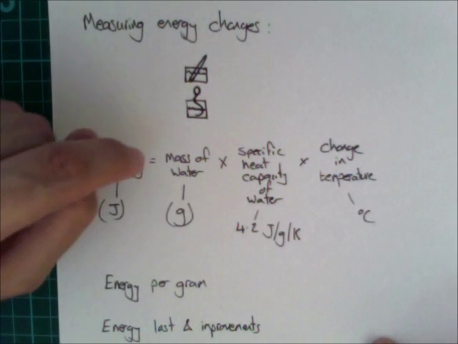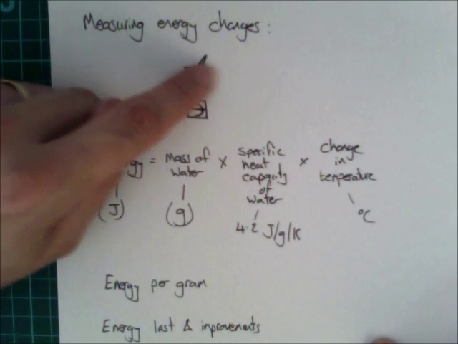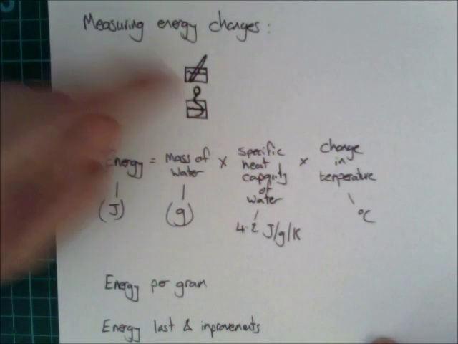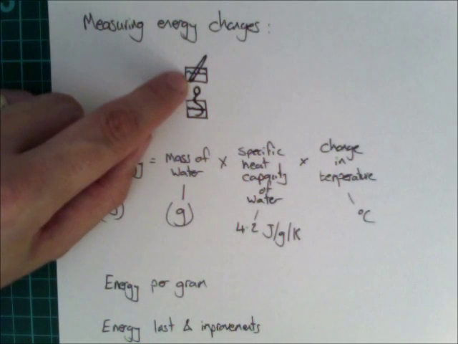But ways to improve it would be to have it shielded and to have polystyrene, for example, surrounding this beaker, so all the heat, or as much as possible of the heat generated during burning, is transferred to the water.